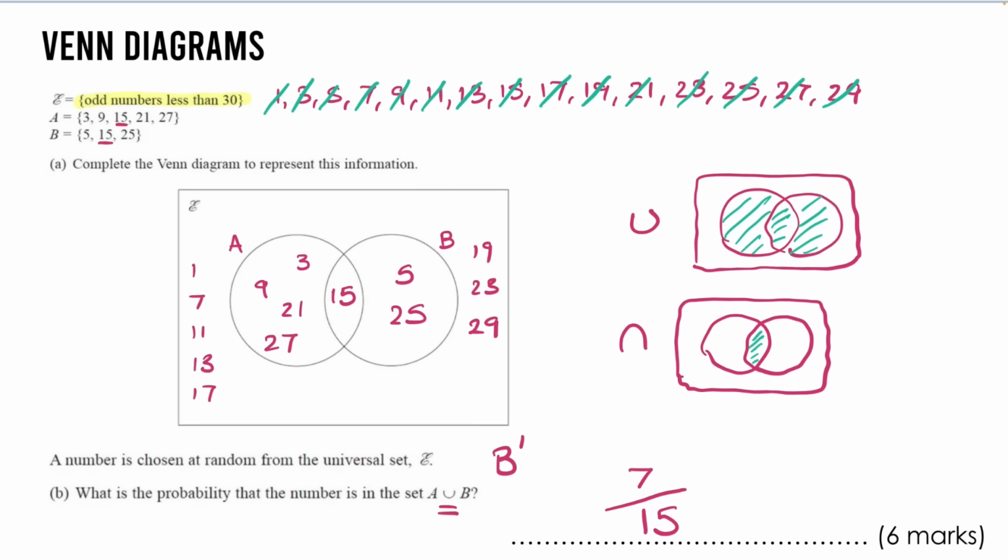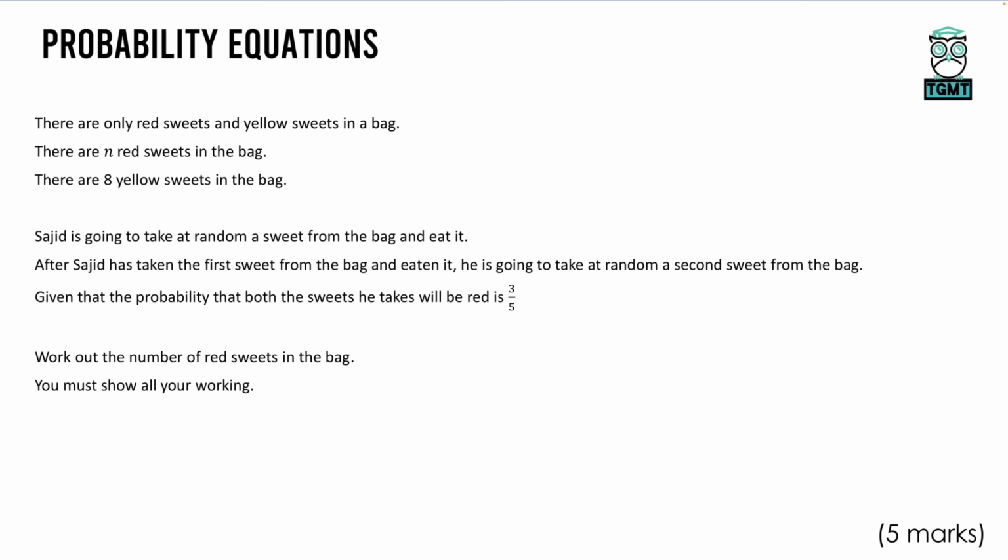There's lots there in terms of the set theory, just to make sure that you know all of those. Okay, and on to some probability equations. There's lots of different variations of this question. I will link a video in the description so you can check out some different variations. But this one says that there are n red sweets and 8 yellow sweets in a bag. One of the sweets is going to be taken from the bag, eaten, and then a second sweet is going to be taken. Given the probability that both sweets will be red is 3 out of 5, we need to work out the number of red sweets in the bag.